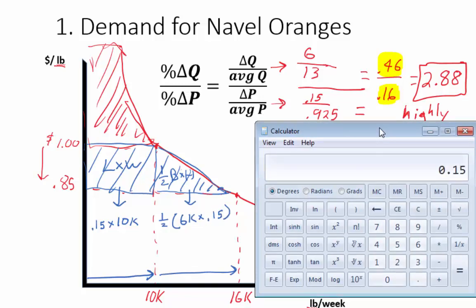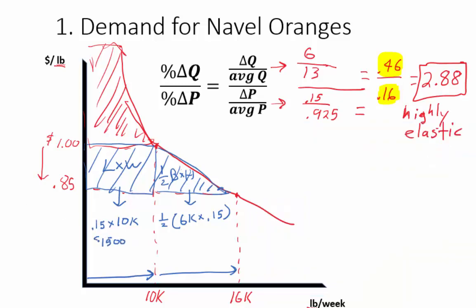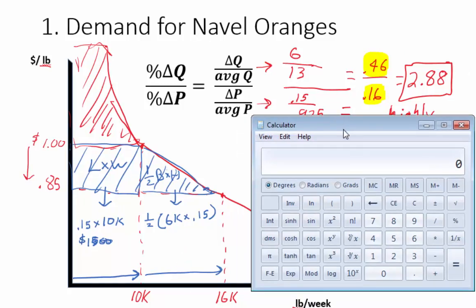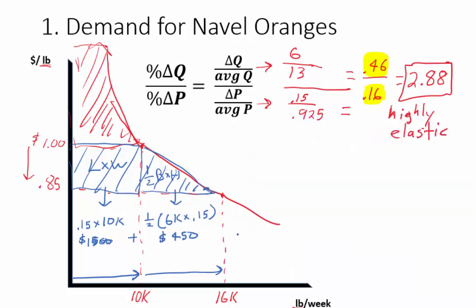First the rectangle, 15 cents times 10,000. We get extra 1,500 of consumer surplus, and that's dollars, $1,500 worth of value for the consumers. And for the triangle, we're going to get 0.5 or 1/2 times the 6,000 times the 15 cent height. That's 450. So when I sum these up, I get a grand total of an increase of 1,950. Okay, so it's pretty straightforward to find the change in consumer surplus.